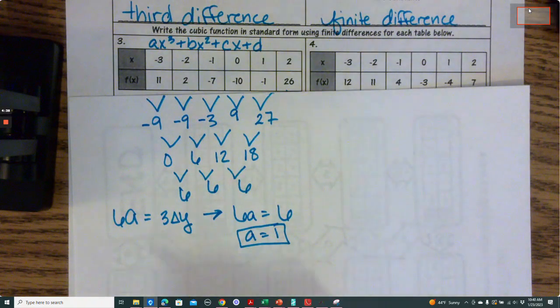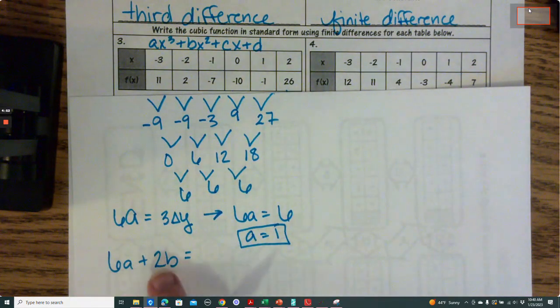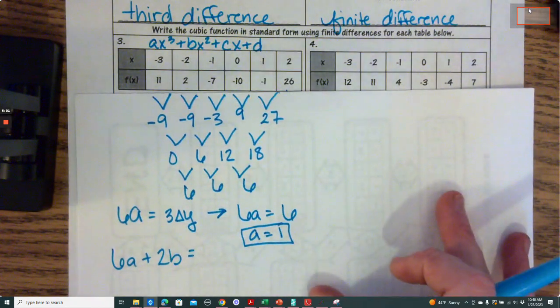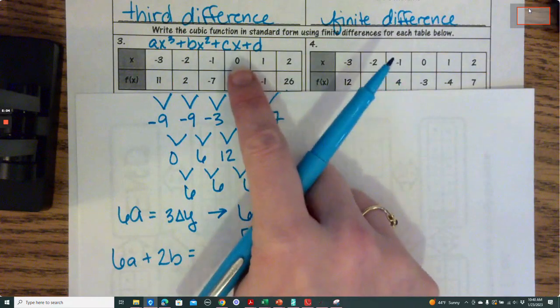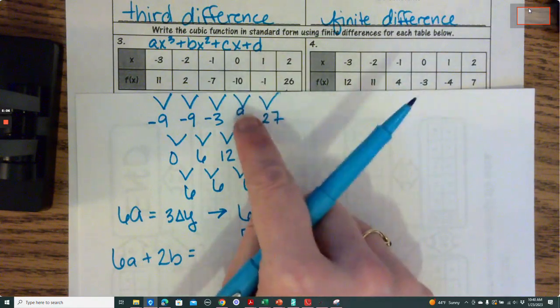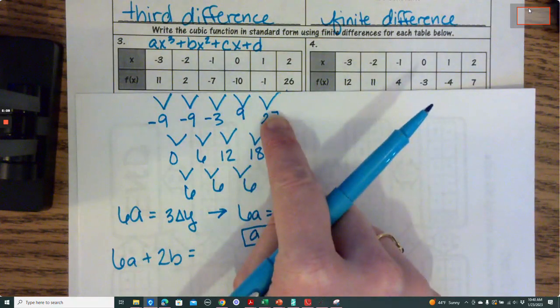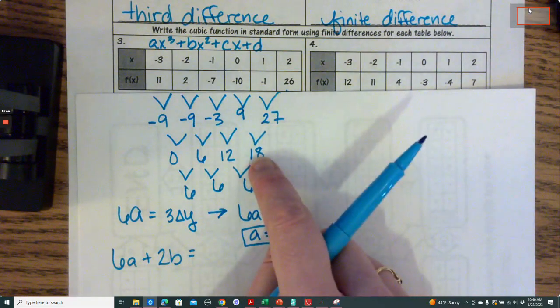All right, here's your next piece. 6a plus 2b equals. I've got to remember. Where are we getting 2b? Okay, I'm about to show you. 6a plus 2b is going to equal your second change between 0 and 1. From 0 to 2, here's your changes: 9 and 27. It's this one. So 18.